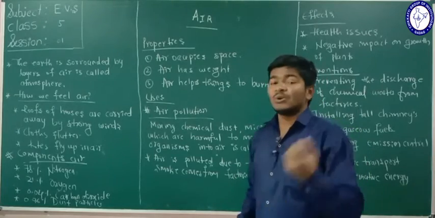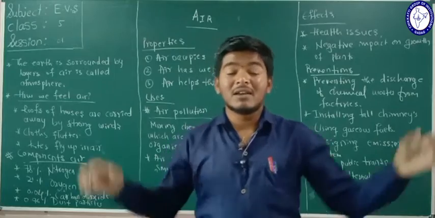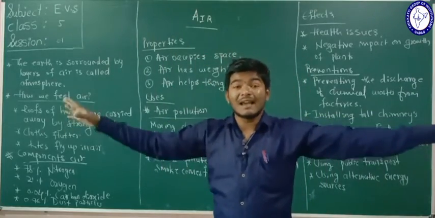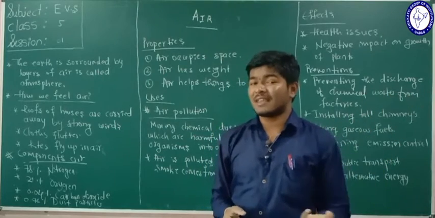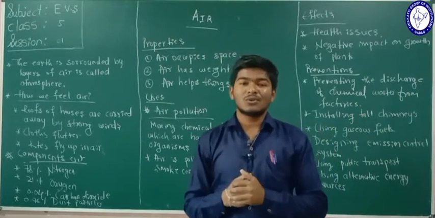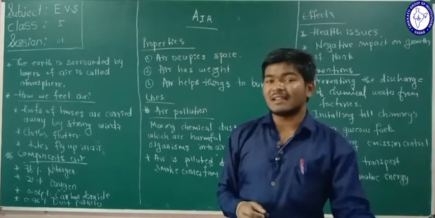Then what are the components of air? You have to remember here, air is a mixture of many gases, n number of gases. Different types of gases are present. And what are those? What are the components of the air? What are the different gases present in the air?